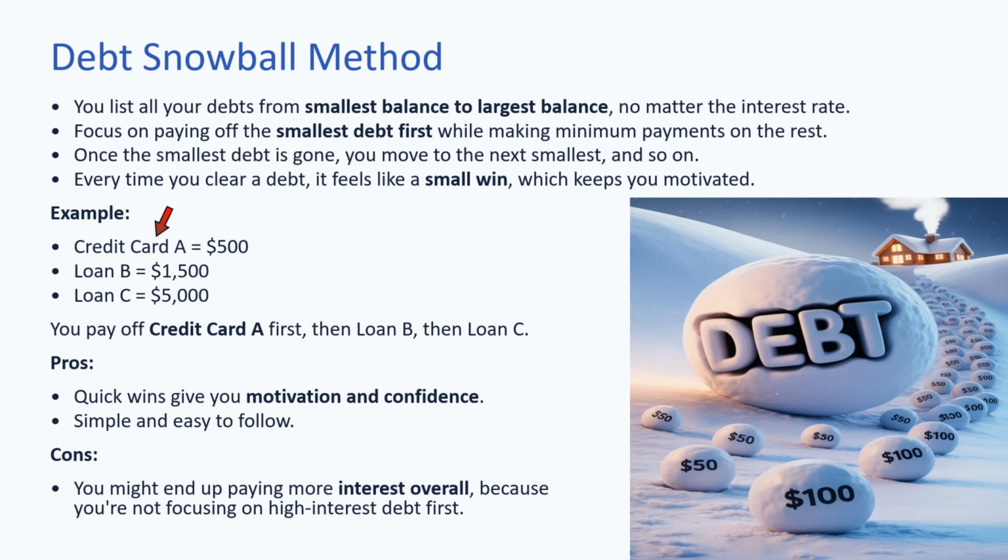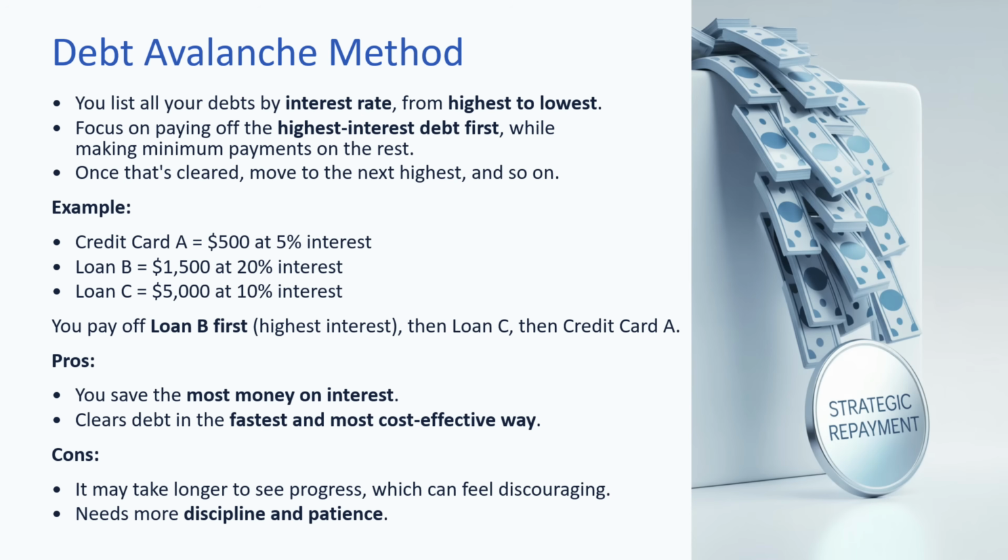For example, credit card A is $500, loan B is $1,500, loan C is $5,000. You pay off credit card A first, then loan B, then loan C. In this approach, the pros are quick wins give you motivation and confidence, and it is simple and easy to follow. In this method, the cons are you might end up paying more interest overall because you are not focusing on high interest debt first.